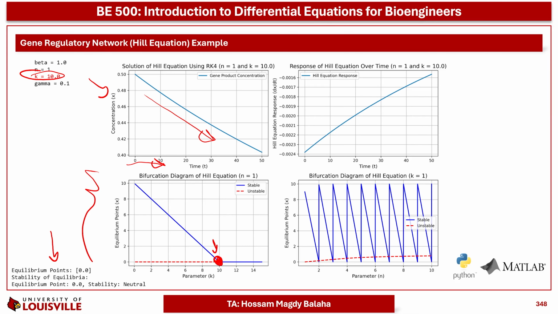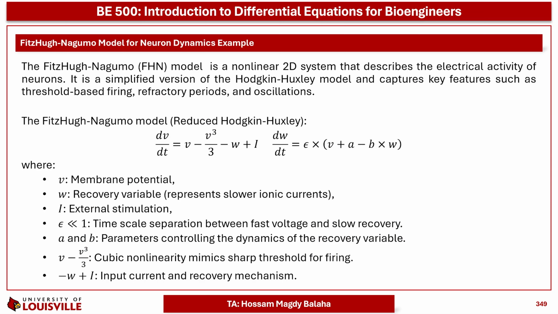The second example in this lecture is a 2D system, and this system is also nonlinear. This is because we have here V cubed. We have here the FHN model, which is nonlinear as mentioned. It's a two-dimensional system that describes the electrical activity of neurons, and it's a simplified version of the Hodgkin-Huxley model, and it captures key features such as threshold-based firing, refractory periods, and oscillations.